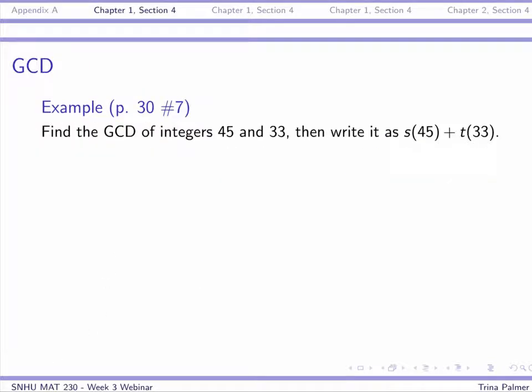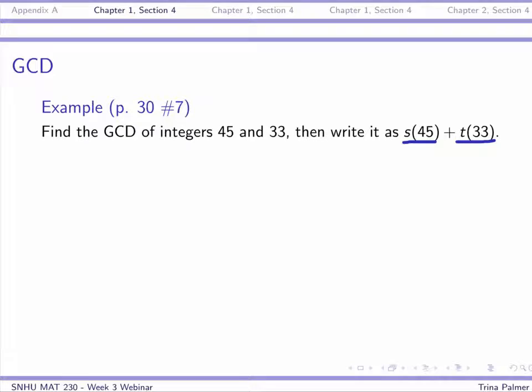All right, so the GCD and the LCM. GCD is greatest common divisor, LCM is least common multiple. Those are what we'll look at next. I want to find the GCD of two integers. So I have 45 and 33. Finding the GCD is something you did in middle school, which I realize may have been a long time ago. But really the hard part is, how do you write it as s times 45 plus t times 33? So really it's a linear combination of those two things if you've had linear algebra.